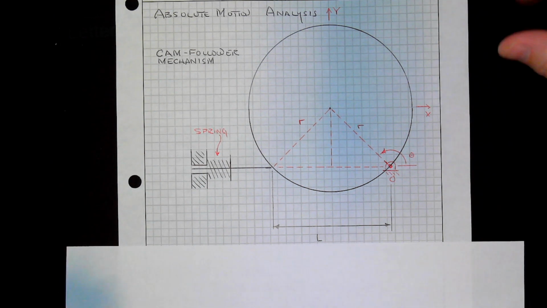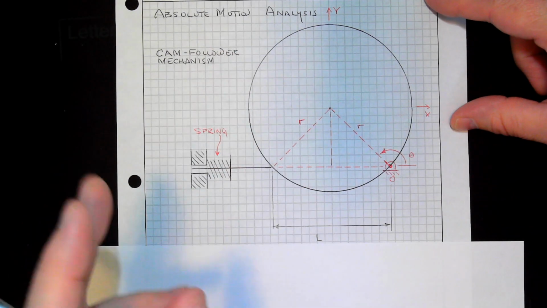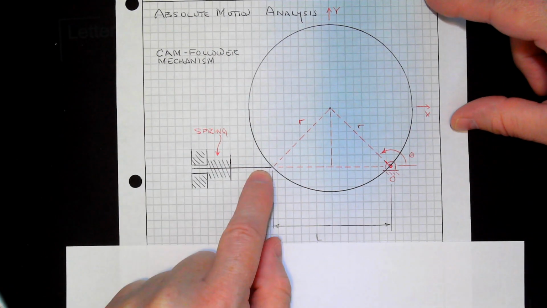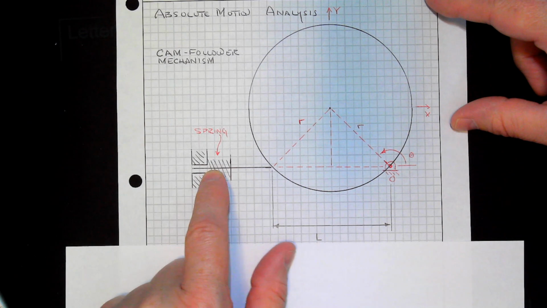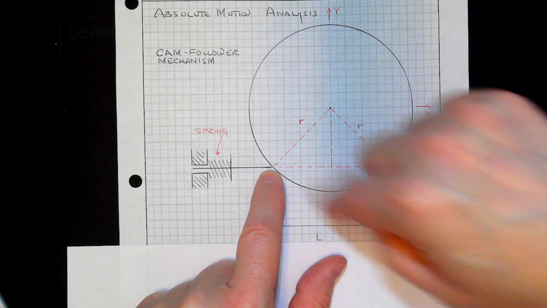So what I have here is a cam follower mechanism. So this is a cam. It's in the shape of a circle. And what I have here is a spring-loaded follower. So this spring here forces this to stay in contact with this as it goes around.